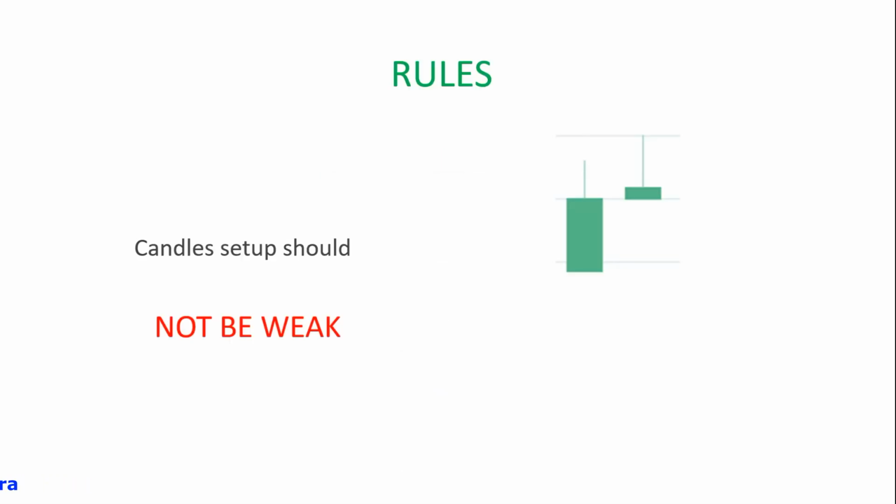What are the rules for entering into the trade? Candle setup should be strong. That is, the candle setup should not be weak when we are entering into the long trade. When you see this green candle, we can see that there is a wick on the top. That means there is a rejection from that particular level. After that, when you see this green candle, this is an inverted hammer candle. So when we enter into this type of green candle, we will not get a momentum.